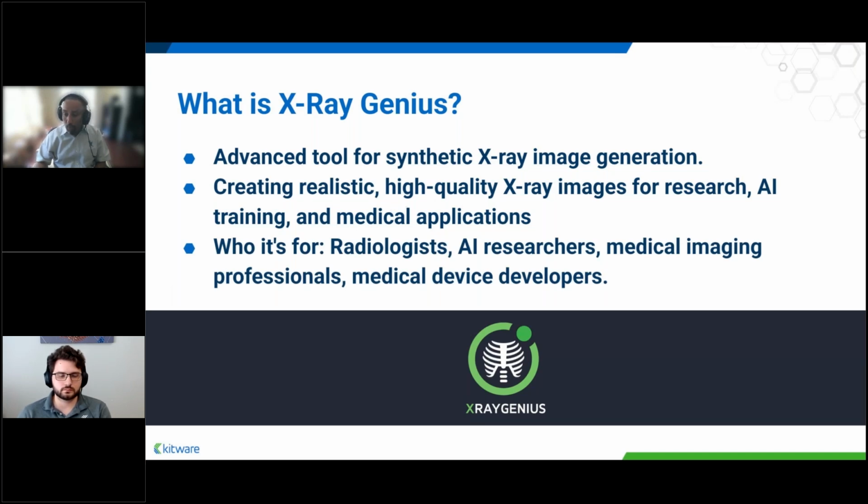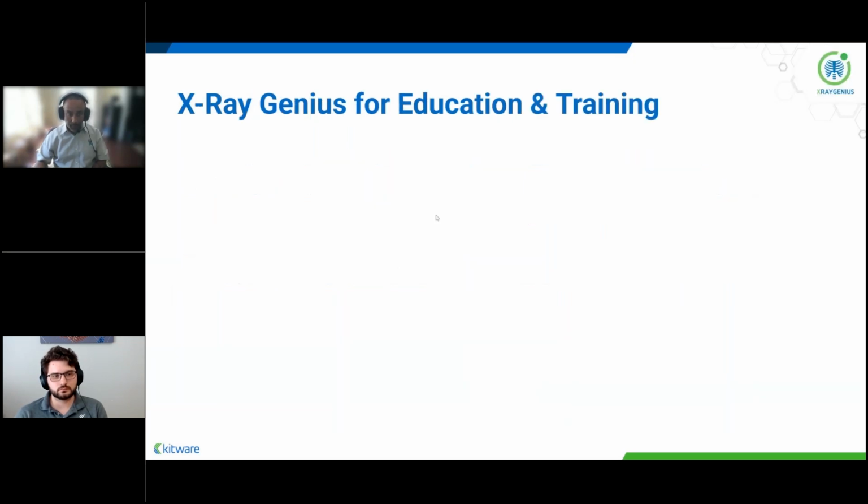So who would X-ray Genius benefit? Who are the target users? Radiologists could really benefit from X-ray Genius. They can use it for generating and looking at enhanced data sets to support research and diagnosis. AI researchers can use X-ray Genius to generate synthetic images for fine-tuning their deep learning models. Medical imaging professionals and medical device development companies can use it for device planning and testing before deployment.